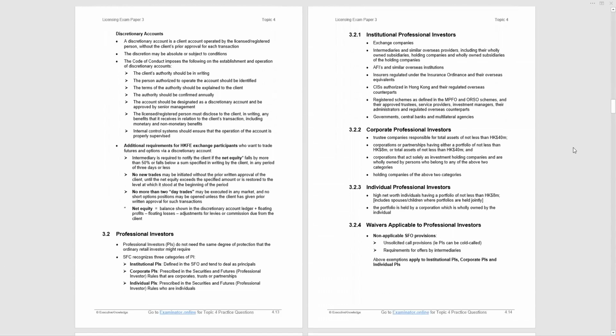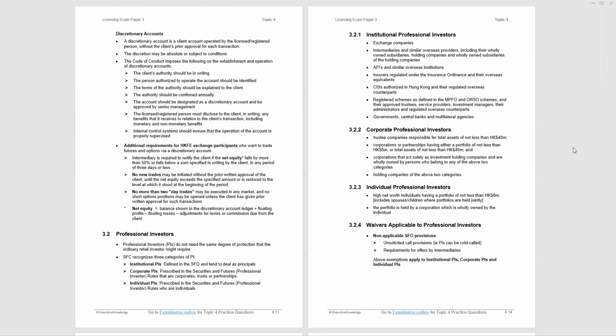Discretionary accounts. A discretionary account is where the intermediary acts without the client's prior approval for each transaction. And the Code of Conduct says that there is a number of items they impose with regard to discretionary accounts, and they're listed there. Client's authority should be in writing, etc., etc. You can read that as well as I can.